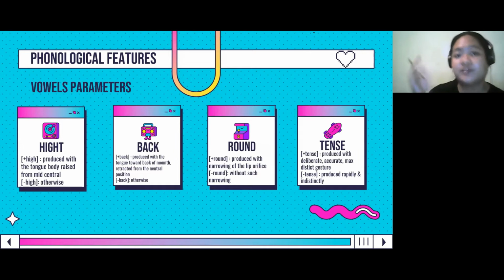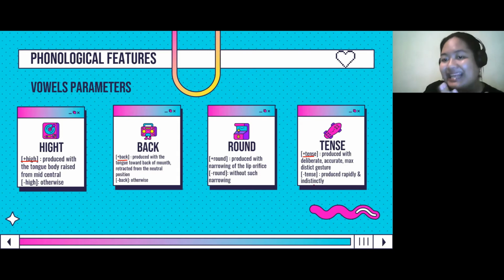Let's move on to the vowel parameters. The first one is high. Positive high means the sound is produced with the tongue body raised from the mid-central position, and if it's negative high, it's otherwise. If it's positive back, the sound is produced with the tongue toward the back of the mouth, retracted from the neutral position. If it's positive round, the sound is produced with narrowing of the lips, and if it's not, the sound is produced without such narrowing. And then tense: if it's positive tense, it's produced with a deliberate, accurate, and maximally distinct gesture. If not, it's produced rapidly and indistinctly.